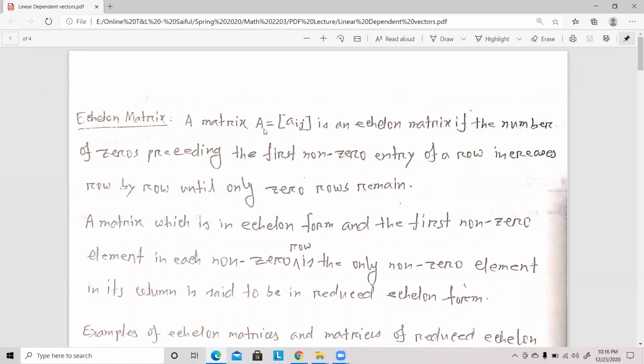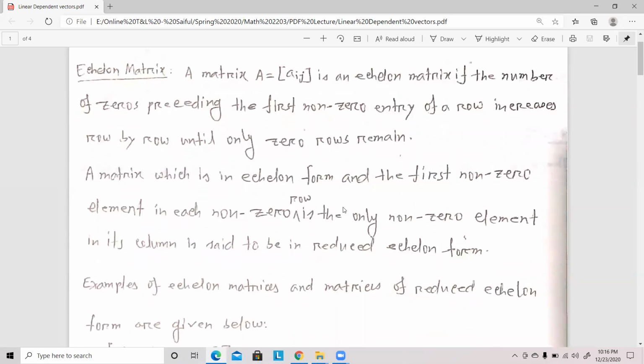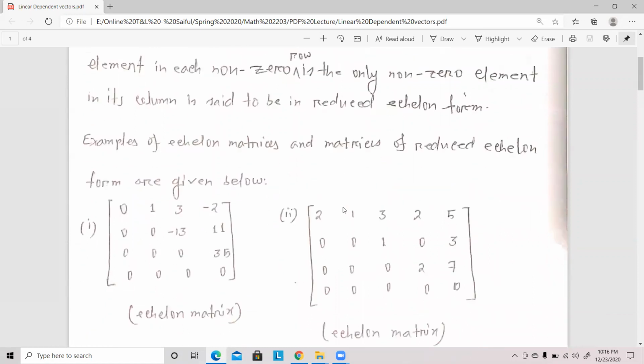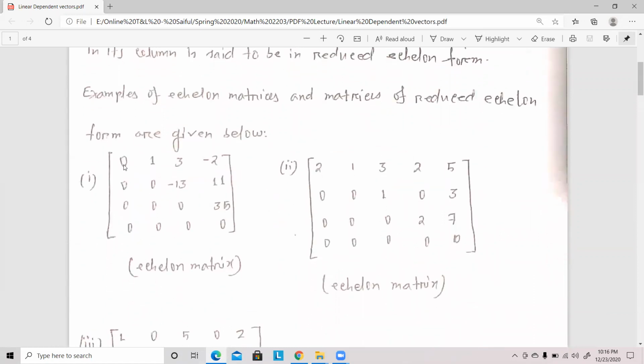A matrix A is an echelon matrix if the number of zeros preceding the first non-zero entry of a row increases row by row until only zero rows remain. That means if in a matrix the number of zeros increases sequentially, then that matrix will be called an echelon matrix.